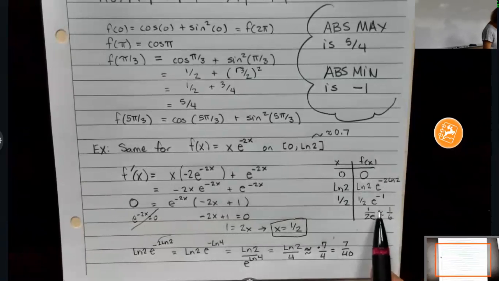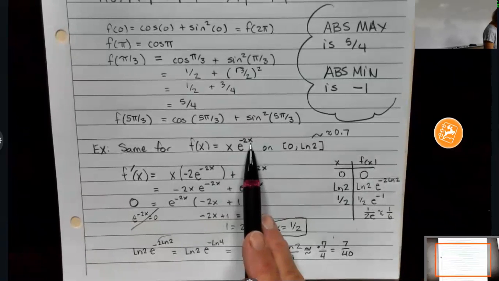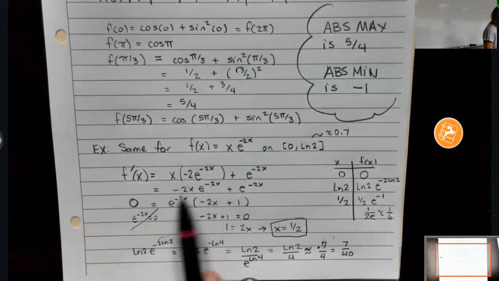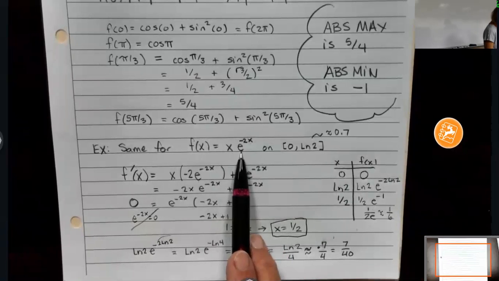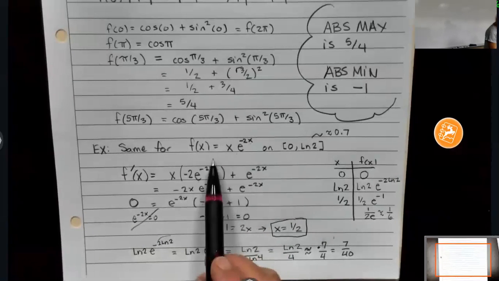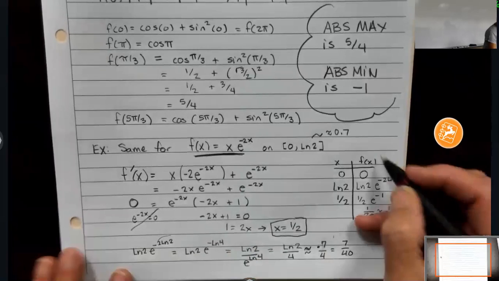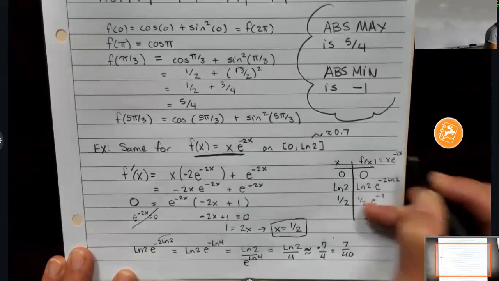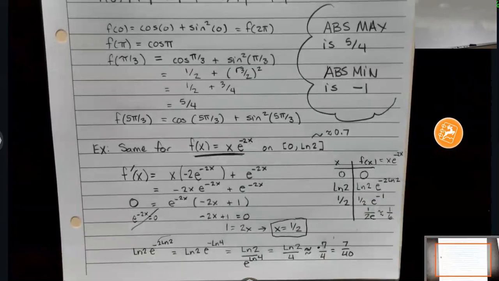Let me make sure that we got that. We're going x e to the negative 2x. That's a big deal. We've got to try to keep things organized for us. So, which is bigger, 7 over 40 or 1/6? 1/6 is bigger? Yeah, 1/6 is quite a bit bigger, right? Not quite a bit bigger. It's a bitty bit bigger.